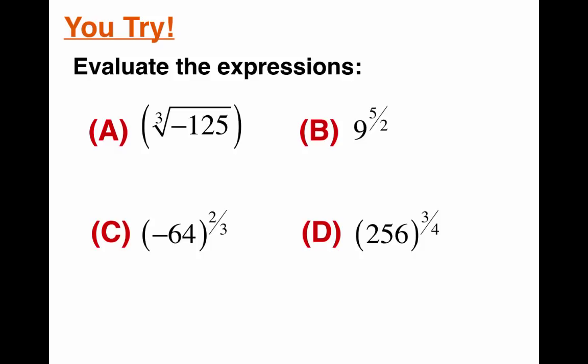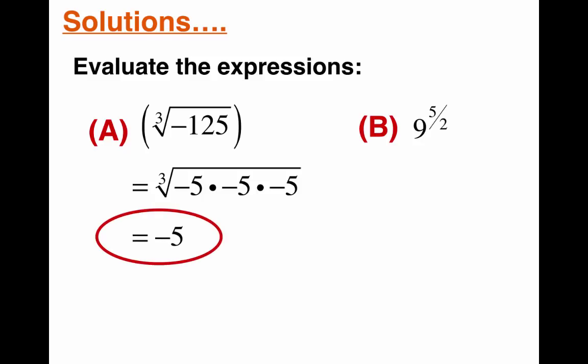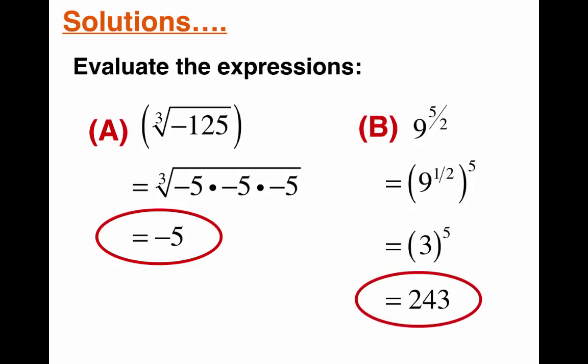Okay, let's check your answers and see how you did here. So starting with A, the 3rd root of negative 125. Well, if you do negative 5 times negative 5 times negative 5, you get negative 125. So the answer is negative 5. That's our evaluation. How about B, 9 to the 5/2 power? That's like 9 to the 1/2 to the 5th power. If you break it apart, that's like finding the square root of 9, which is 3. 3 times 3 is 9, but it's 3 to the 5th power. So we have to do 3 times 3 times 3 times 3 times 3, 5 times, and that's 243. So how'd you do on A and B?